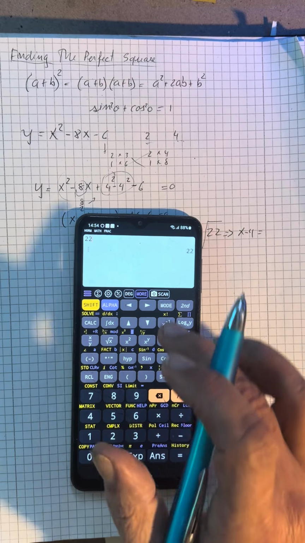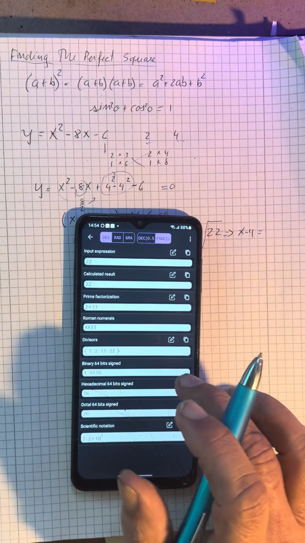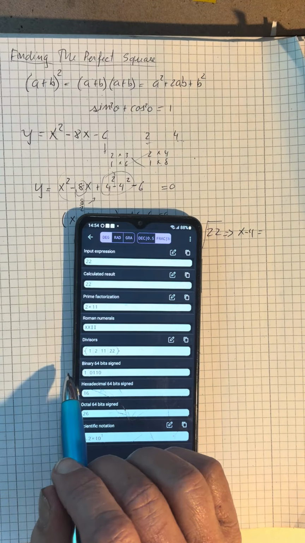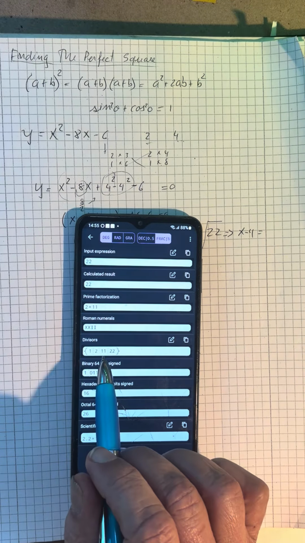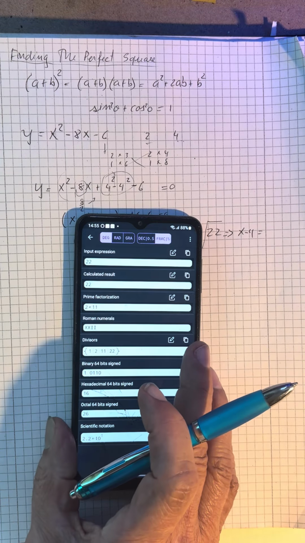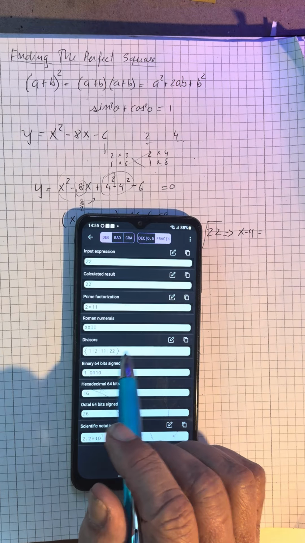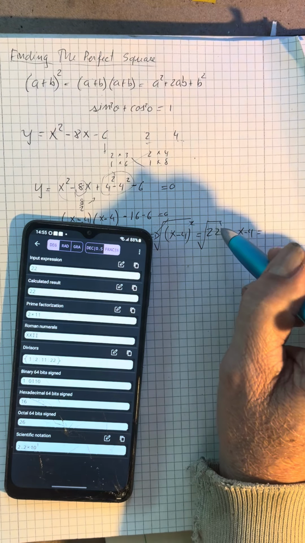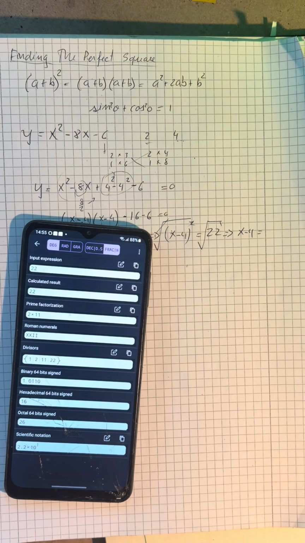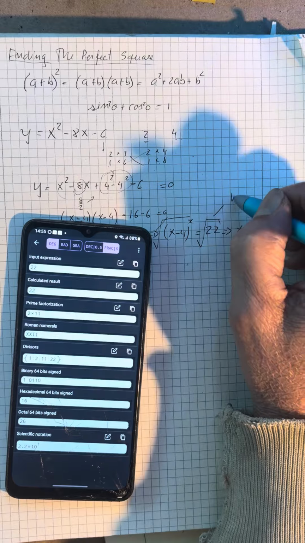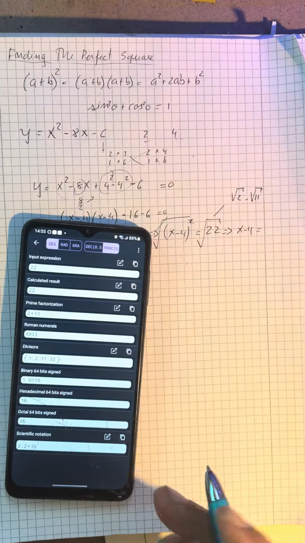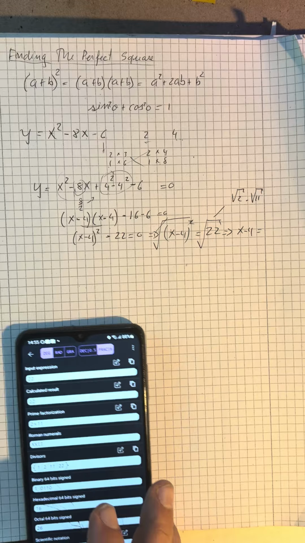If we write 22 and then we go to more, we see the factors, 11 and 2. So even when we split it, we cannot make this square root smaller. I mean, we can write it as the square root of 2 times the square root of 11, but that is not going to make it easier. So we leave it like that.